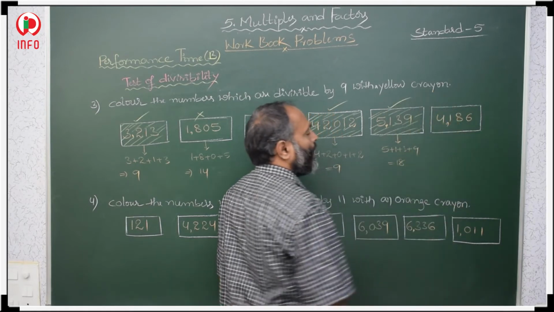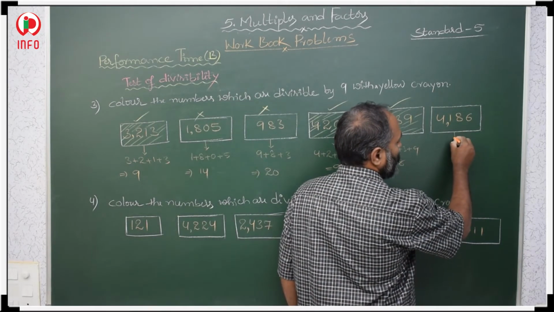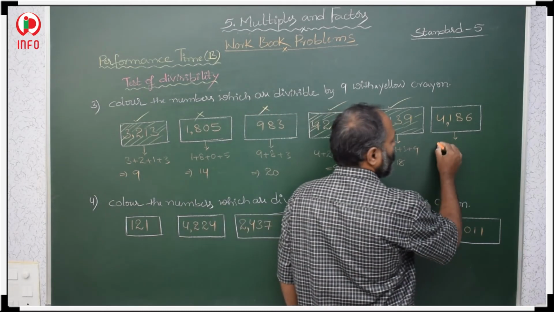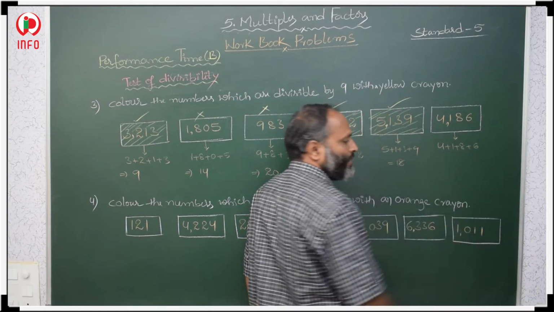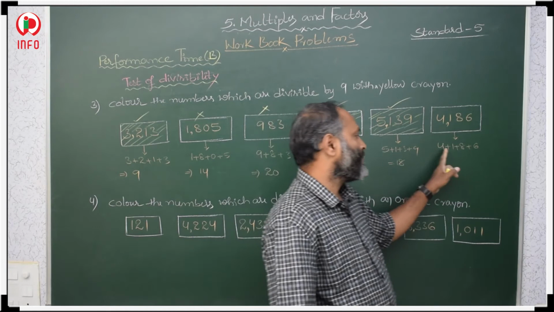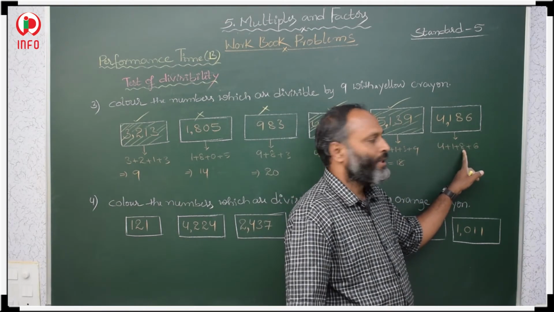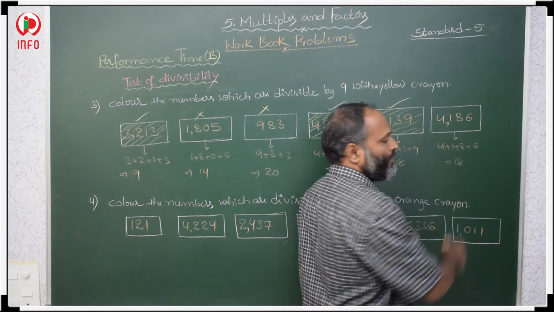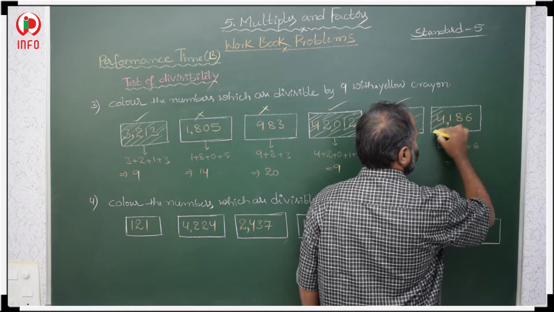Okay. Next, 4186. Then add this. 4 plus 1 plus 8 plus 6, the sum of the digits. 4 plus 1 is 5, 5 plus 8 is 13, 13 plus 6 is 18. So, 18 is divisible by 9. So, color with yellow crayon. Okay.